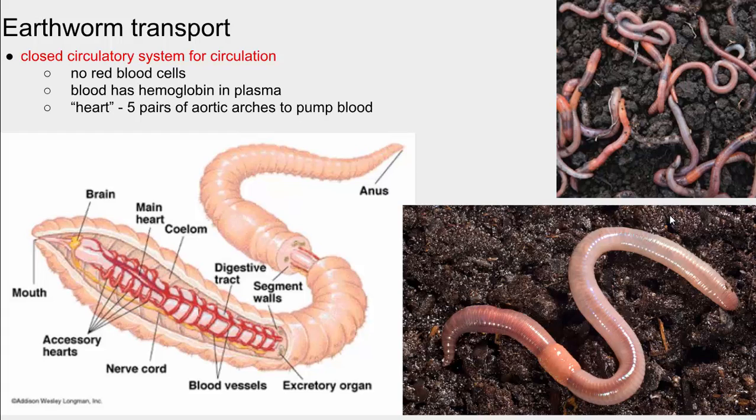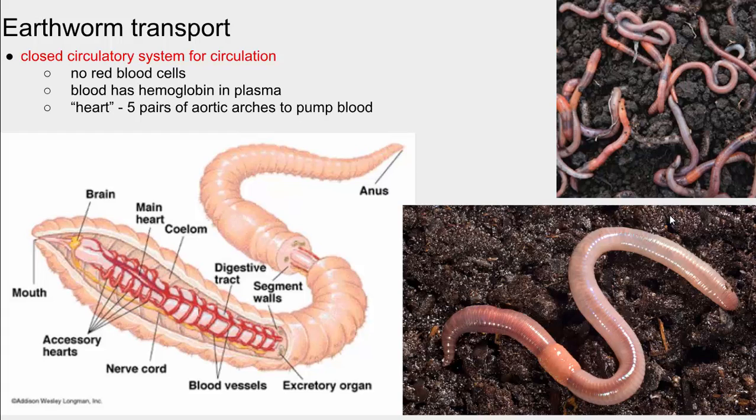Earthworms don't have any red blood cells inside of their blood. Instead, their hemoglobin is just floating along in the plasma. It fulfills the same function as hemoglobin. It attaches to oxygen, carries it from one place to another, but it's actually not on specialized red blood cells.